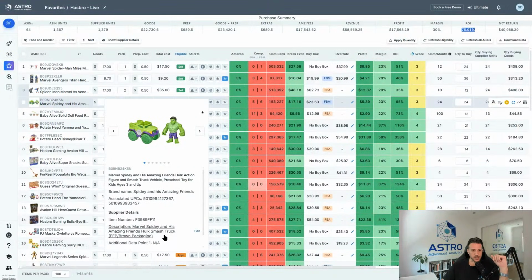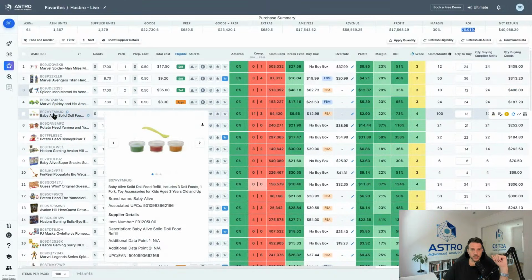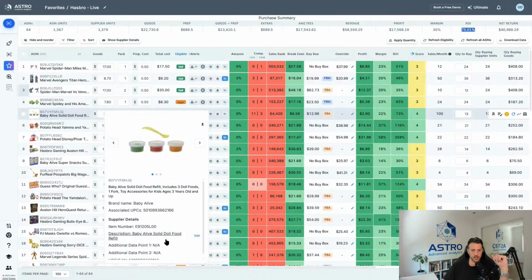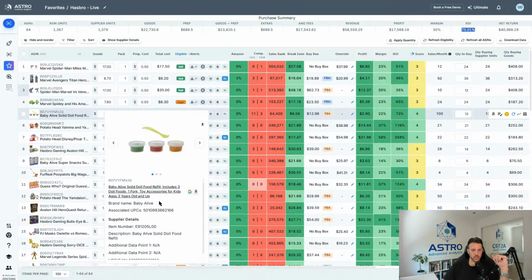So this one here, for example, it's a Hulk and Smash Truck. So it looks like the quantity is correct on that one. So a lot of profitable products here. This one seems like it's a 3-pack, so might want to do a 3-pack here. You've got to check out exactly what's going on. If you go to the actual website, you can see exactly what the product's about. So Baby Alive solid dole food and refill.